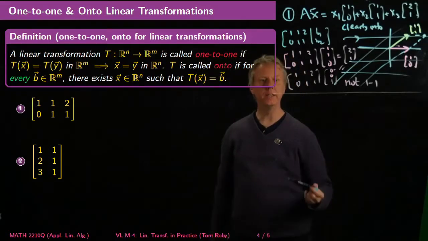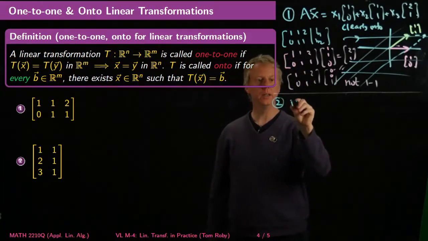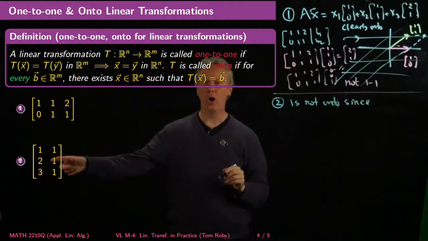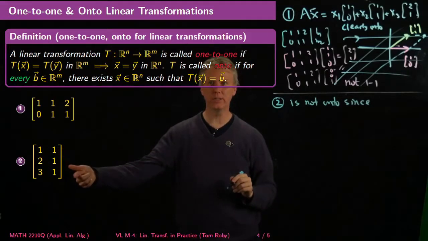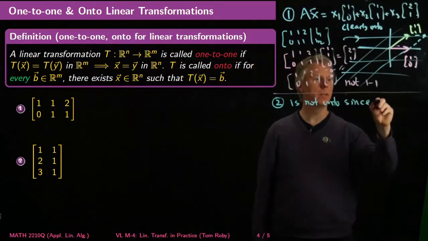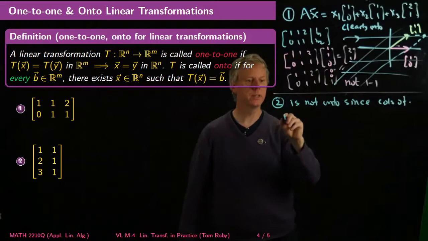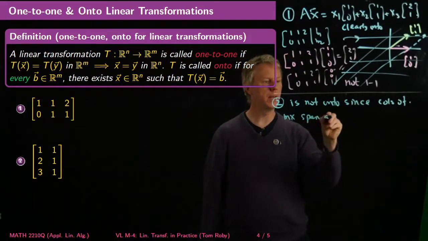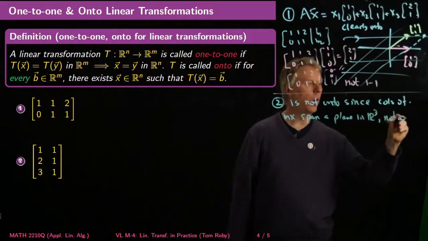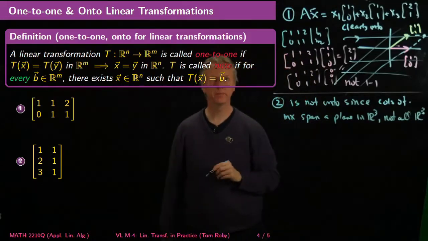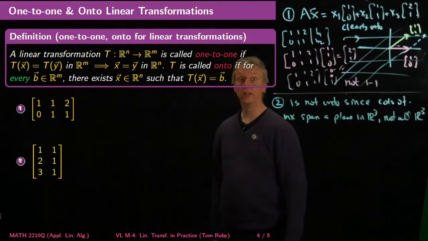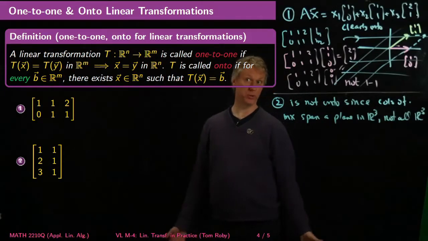So I claim that it's easy to see that this is not onto, since when I look at all the outputs, if this eats a vector of size 2 and just spits out the linear combination of these two vectors, right? Since the columns of the matrix span a plane in R3, not all of R3. Okay? Now, on the other hand, you could ask, is it one-to-one? And the answer is yes, right?